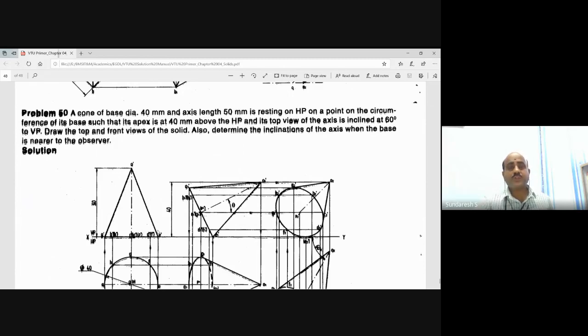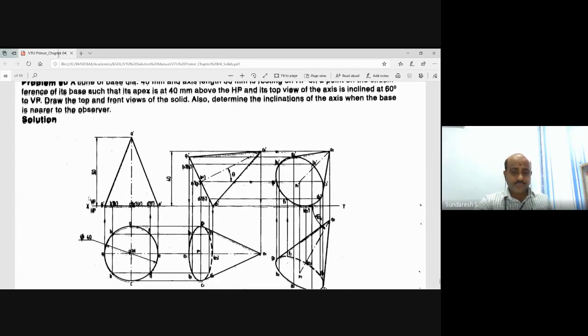It is a surface. There is no edge and no corner in the case of a cone. So when you observe, you can see only the end generators. Only two lines should be there, corresponding to the end generators. Of course, the base you have to join with a continuous line. So this is the front view of a cone having a base diameter 40 millimeter and axis length 50 millimeter resting on HP.